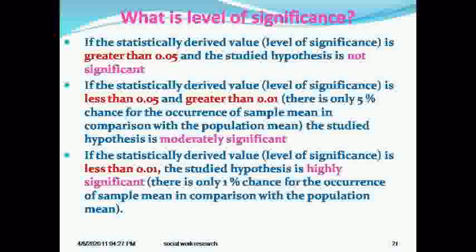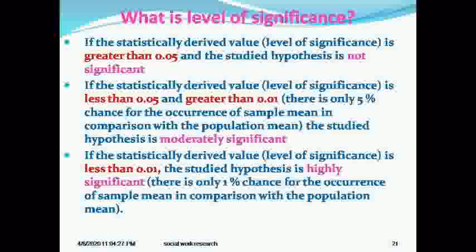If the statistically derived value is greater than 0.05, then the studied hypothesis is not significant, which means we are going to apply this t-test or chi-square, and we are going to get one value, the ultimate value. We get the level of significance by applying this software, where we have to check whether this value is less than 0.05 or more than 0.05.